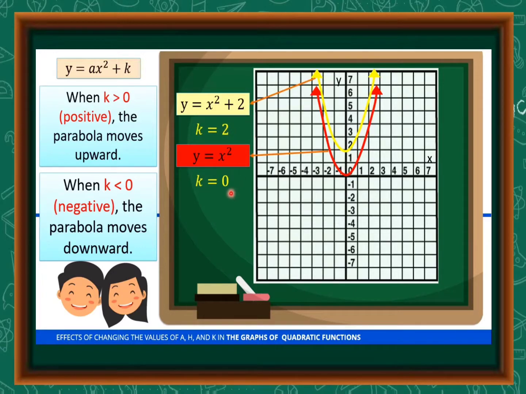What if we have a negative value of k? For example, we have y is equal to x squared minus 2. Ito ang kanyang magiging graph. So, from our parent graph, nagkaroon siya ng movement 2 units pababa. So, we have 1, 2. Since k is equal to negative 2. So, bumaba ang ating parabola ng 2 units. So, yun yung effect ng changing the value of k sa graph ng quadratic function.